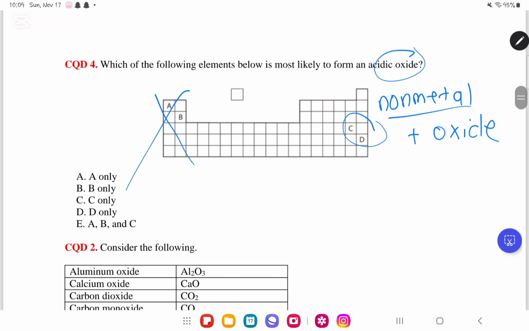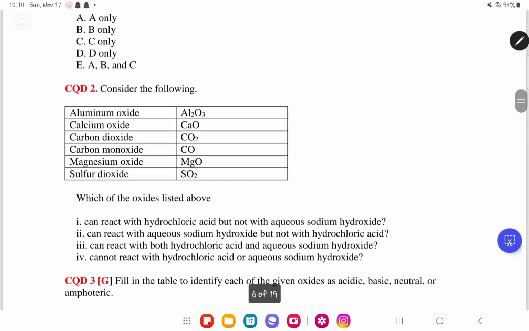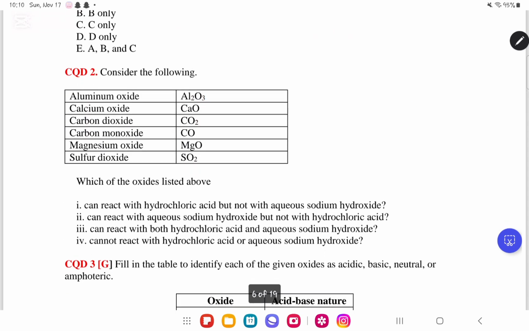We have C and D, but D is in the last group, which is the noble gas group that does not react with anything. So we cannot choose D since it will not react. So instead we are going to choose C. So C only. Now we move on to CQD number 2.